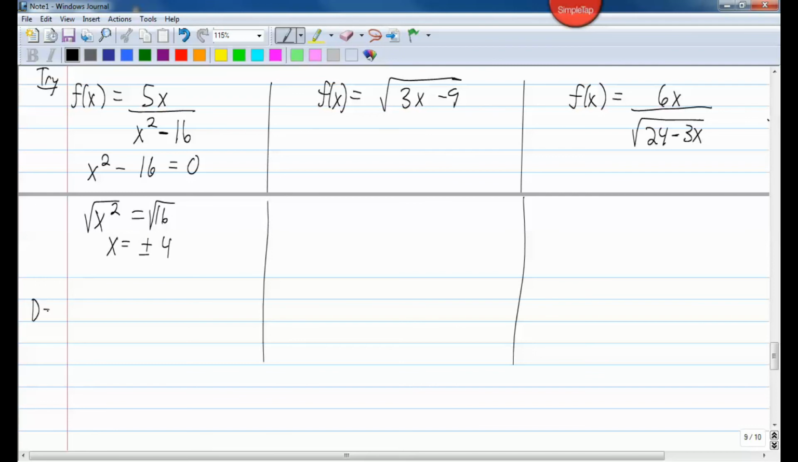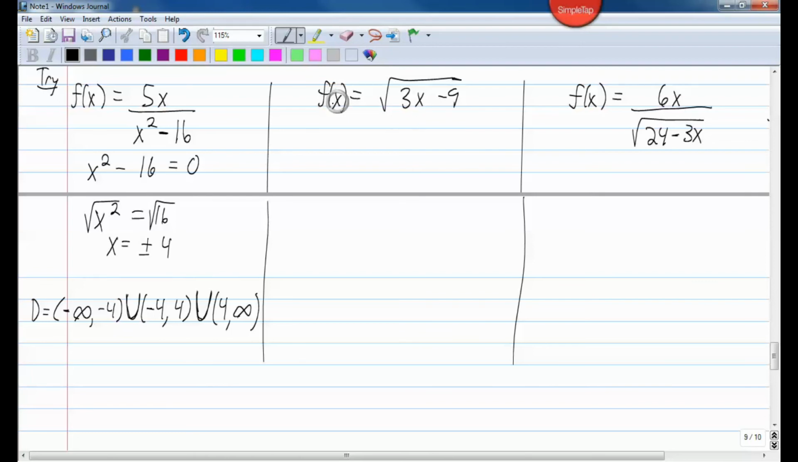So the way we write that domain is from negative infinity to negative 4, union with negative 4 to positive 4, union with positive 4 to positive infinity. So that's how we would leave out a negative 4 and a positive 4. Those are our two restrictions.